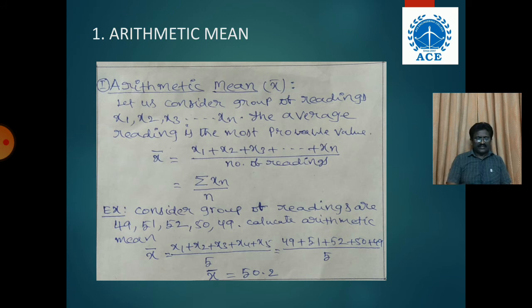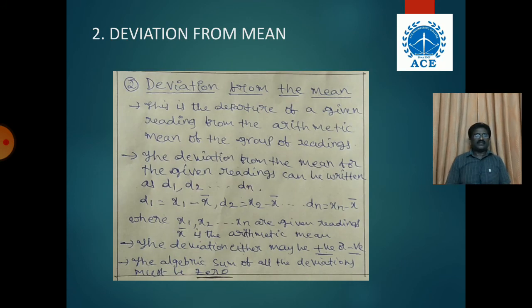So this is the first one. Second one, deviation from the mean. This is the departure of a given reading from the arithmetic mean of the group of readings. The deviation from the mean for the given readings can be written as d1, d2, dn. Now calculate the first deviation d1. Here d1 is equal to the first reading x1 minus arithmetic mean x bar.